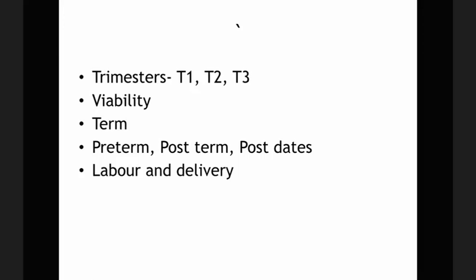And when she conceives, in early pregnancy, we divide the pregnancy period into 3 trimesters: first trimester, second trimester, third trimester. Okay, so up to 12 plus 6 days, we call it first trimester. 13 plus 0 to 26 plus 6 days, you call it second trimester. Beyond that, you call it third trimester.